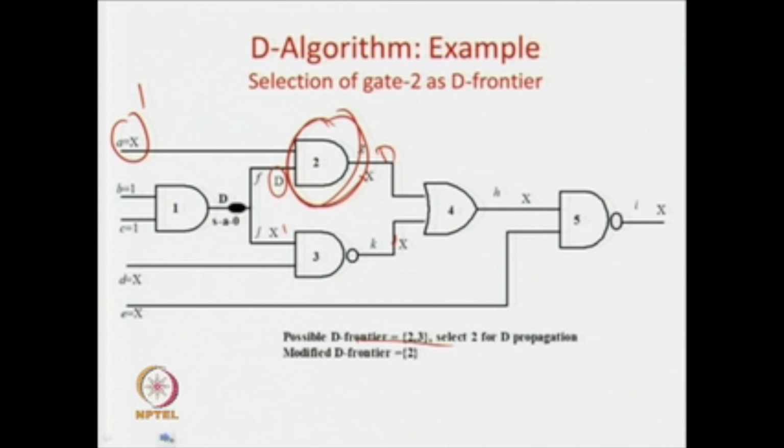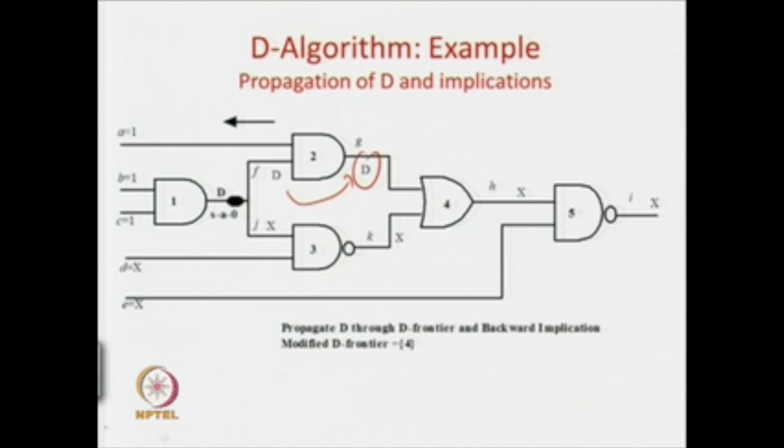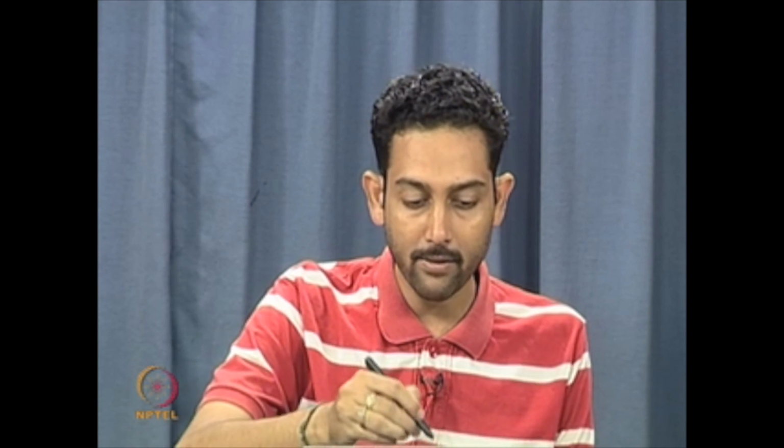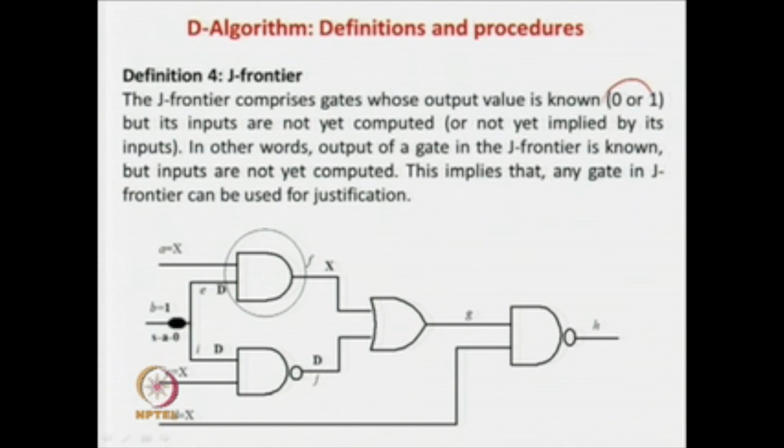At this point I want to mention that strictly by the definition of j frontier, we need some discussion over this. If you look at the very strict definition, j frontier says that the output of the gate is known to be 0 or 1 and its inputs are not yet known. For example, some gate whose output you know is to be 1 or 0 and both the inputs are x. A gate whose output value is known and its inputs are not yet computed, that is, you do not know the value of the input.